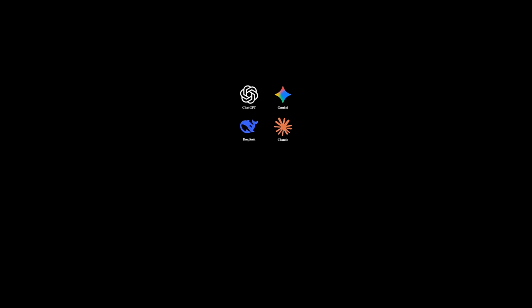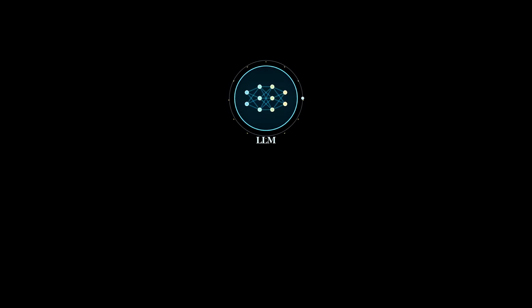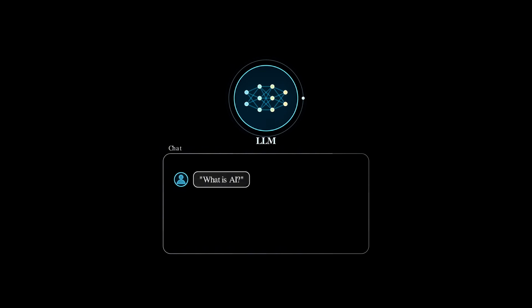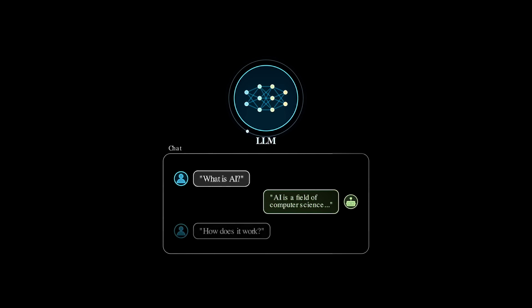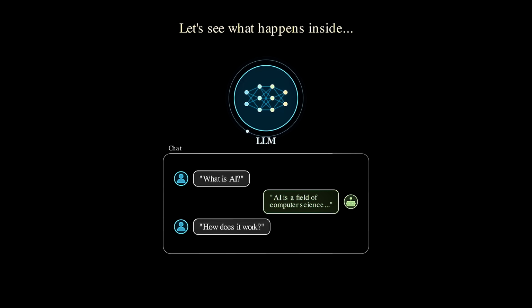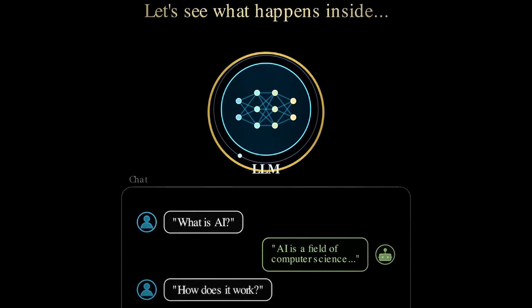Every day, millions of people chat with ChatGPT, Gemini, DeepSeek, Claude, and other AI assistants. Behind all of them is the same core technology, large language model, or LLM for short. You ask a question like, "What is AI?" And within moments, the large language model responds with a thoughtful, coherent answer. But have you ever wondered what actually happens inside? Let's find out.